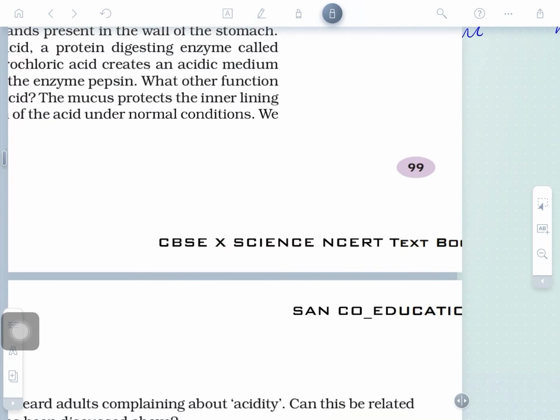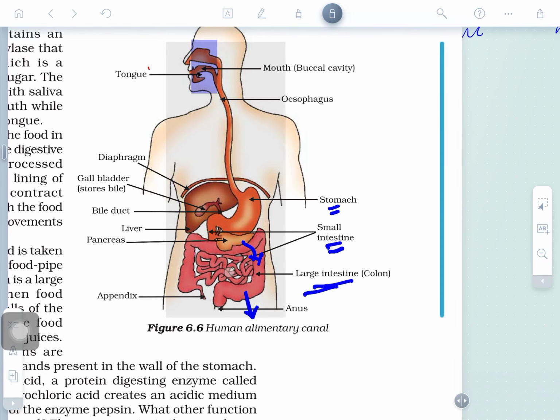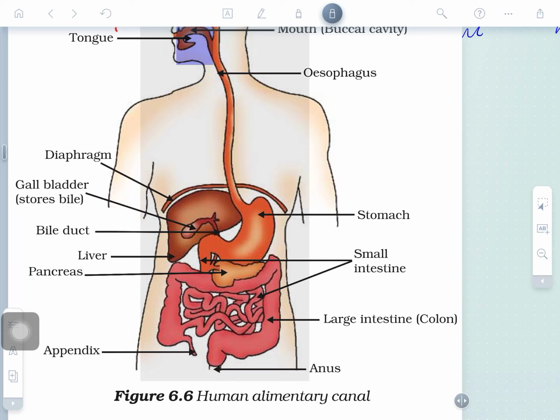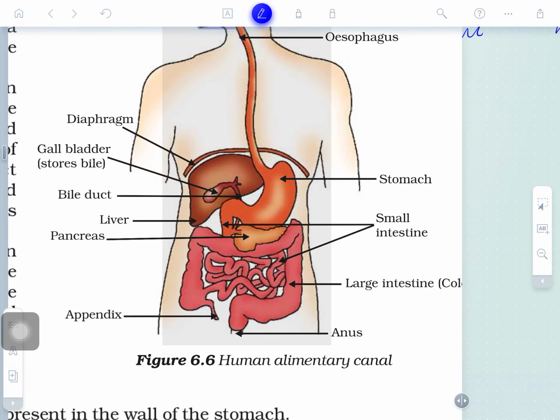The rhythmic contraction and expansion of the alimentary canal. Suppose the food is here. This portion actually contracts and this portion opens, so the food reaches here. Similarly, this portion contracts and this expands. This is called peristaltic movement. Rhythmic contraction and expansion of the alimentary canal is called peristaltic movement. This happens in all organisms of this type, in the anatomy and physiology of the digestive system.